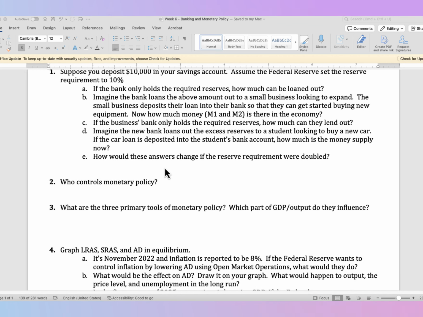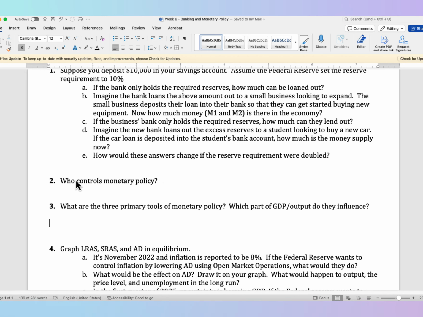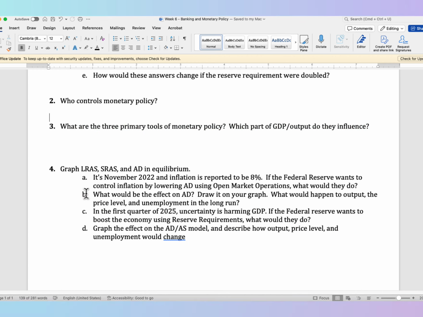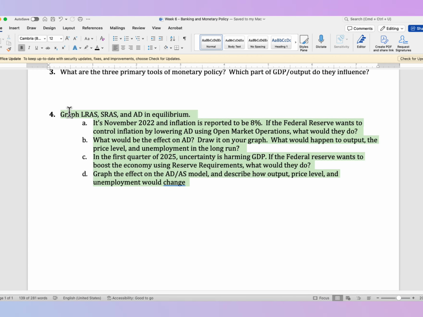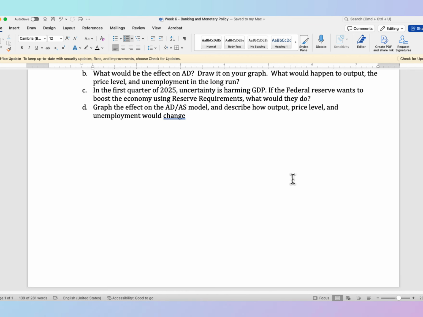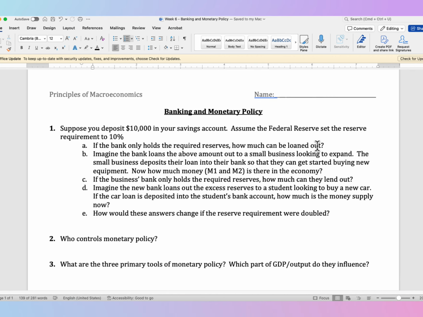The other questions we'll go through are a little bit more straightforward. We're going to ask and answer who controls monetary policy, what the three primary tools of monetary policy are, and how they influence GDP and output. And then the last thing we're going to do is graph long-run aggregate supply and aggregate demand and look at using monetary policy tools to enact changes that our economists might want to make. We'll look at that later. For now, we can answer this one right here in the document because it's really just a little bit of a math problem.